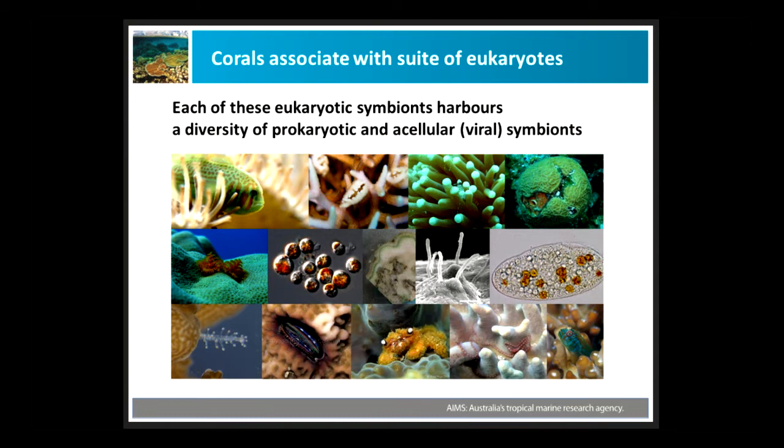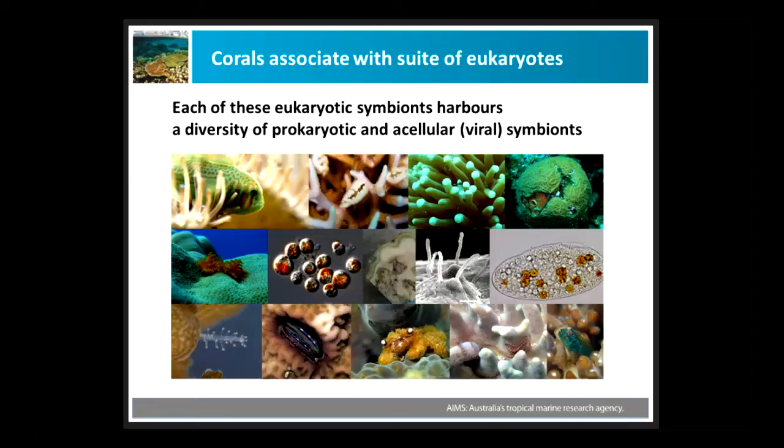And while you may argue that some of those eukaryotes are only loosely associated with the coral state, some have been demonstrated to be true mutualists. For example, this little crab here reduces the spread of coral disease in diseased corals because it eats away the diseased coral tissue. So it has a truly mutualistic relationship. And of course, each of these eukaryotes associates with its own diversity of prokaryotic and acellular symbionts, which we haven't even begun to characterize. So that already provides an enormous diversity in symbionts.